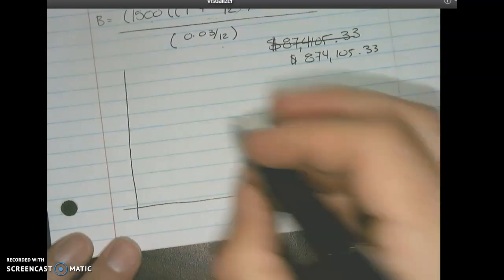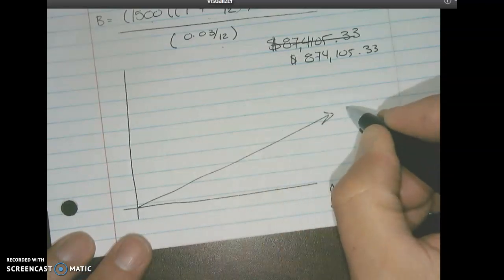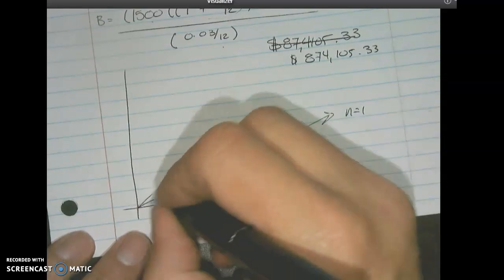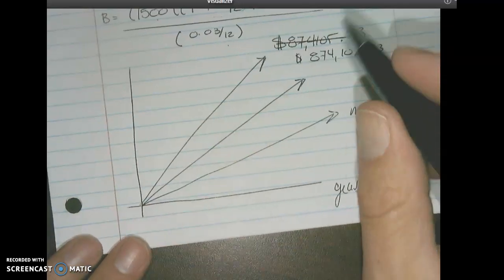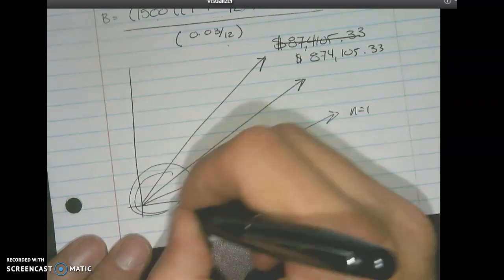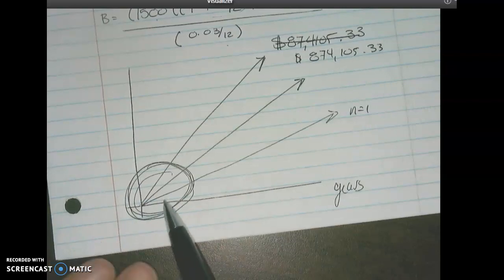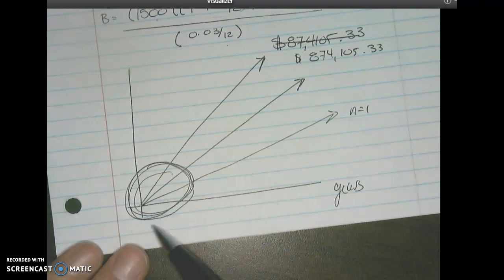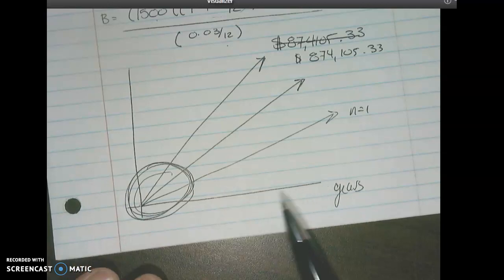So what happens is if we just compound it once, so n is equal to 1, that's what's going to happen to our money. If we start compounding it more, you're going to get larger growth. Even though the data sets we've been working with are going to be pretty close to this, as long as you leave it in the account longer, you're going to make more money.